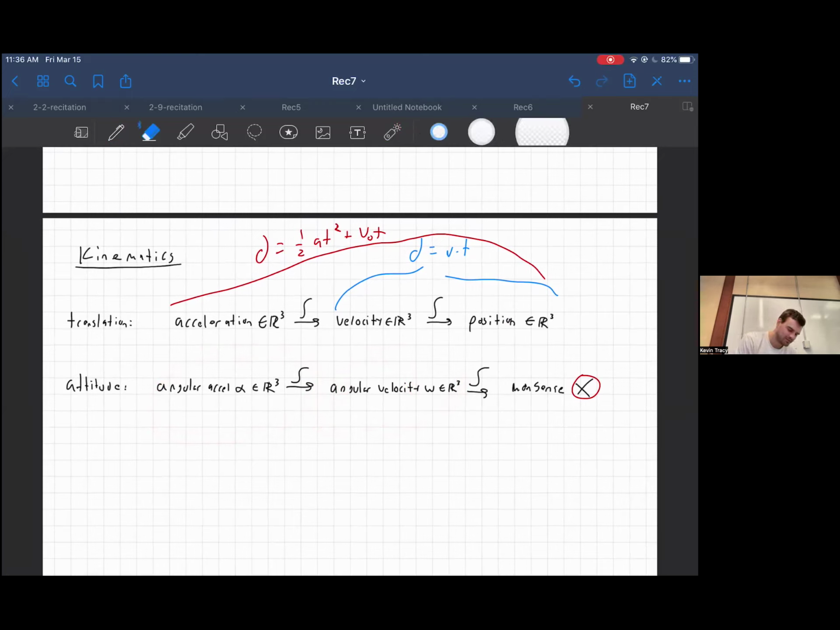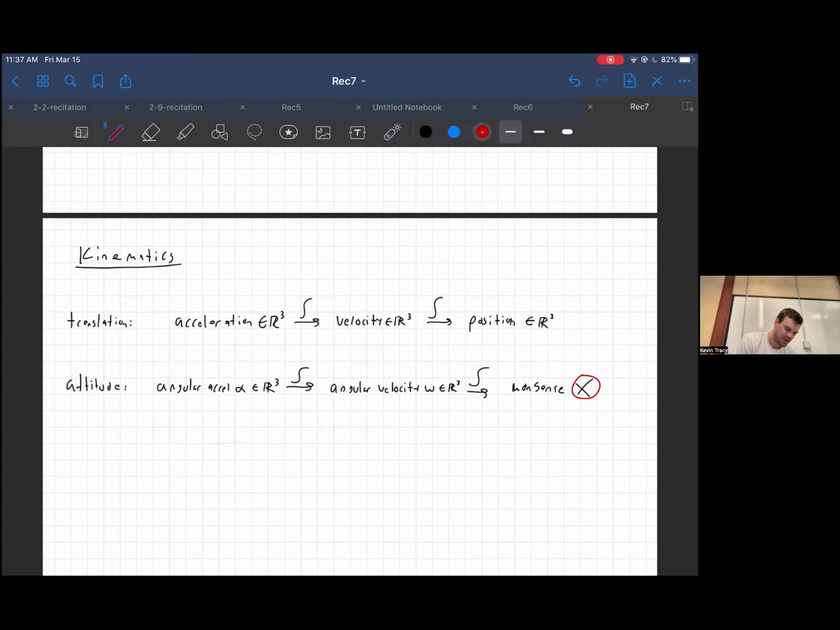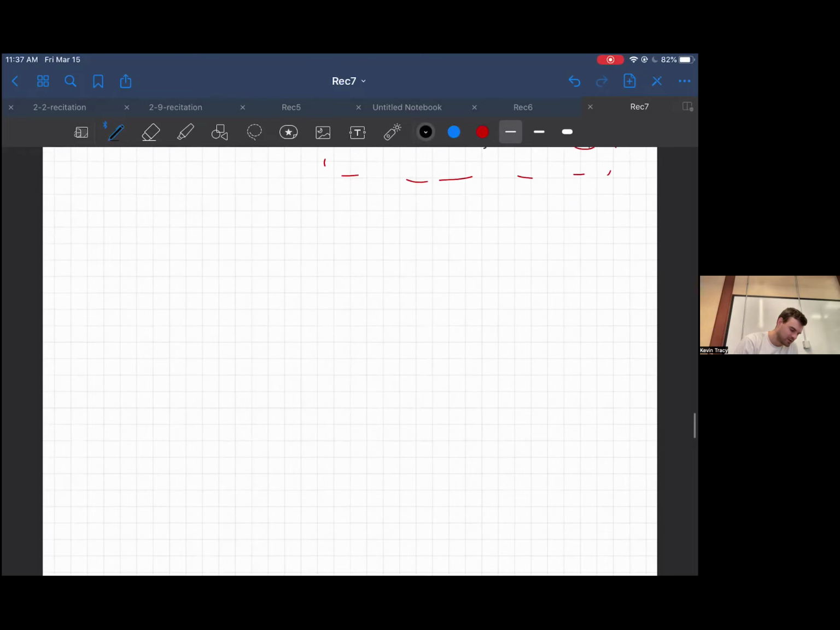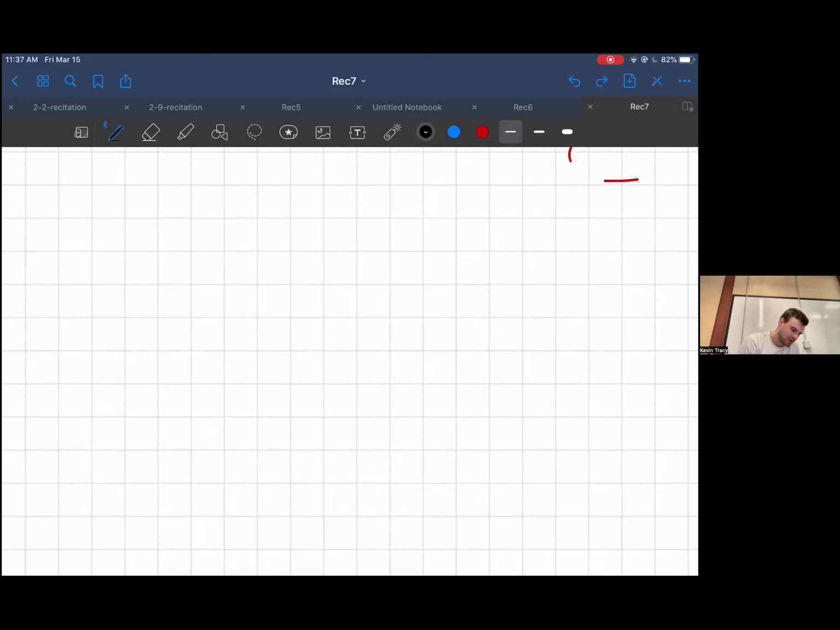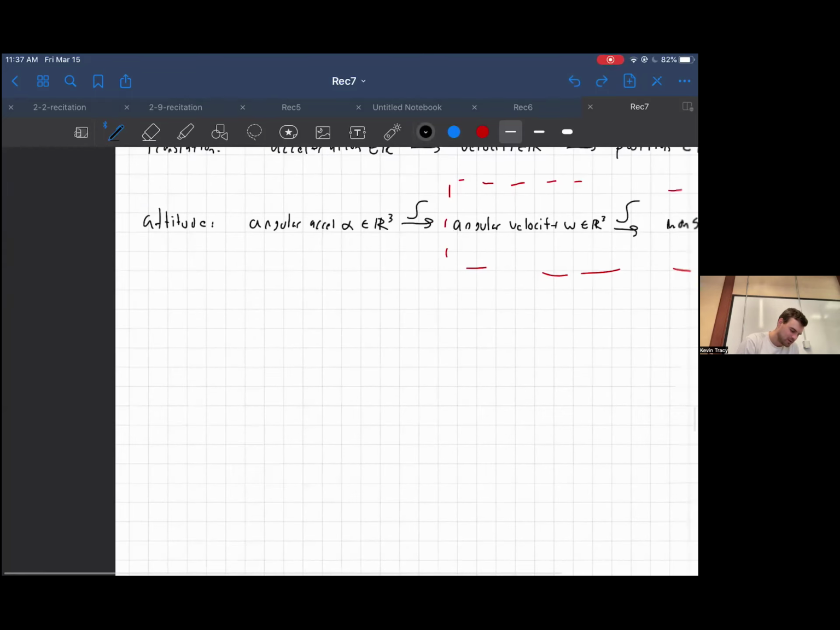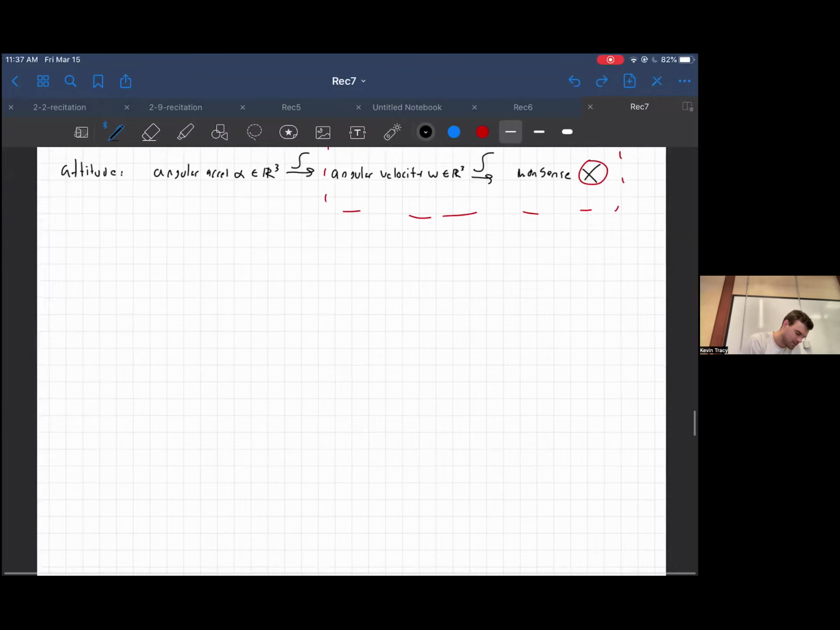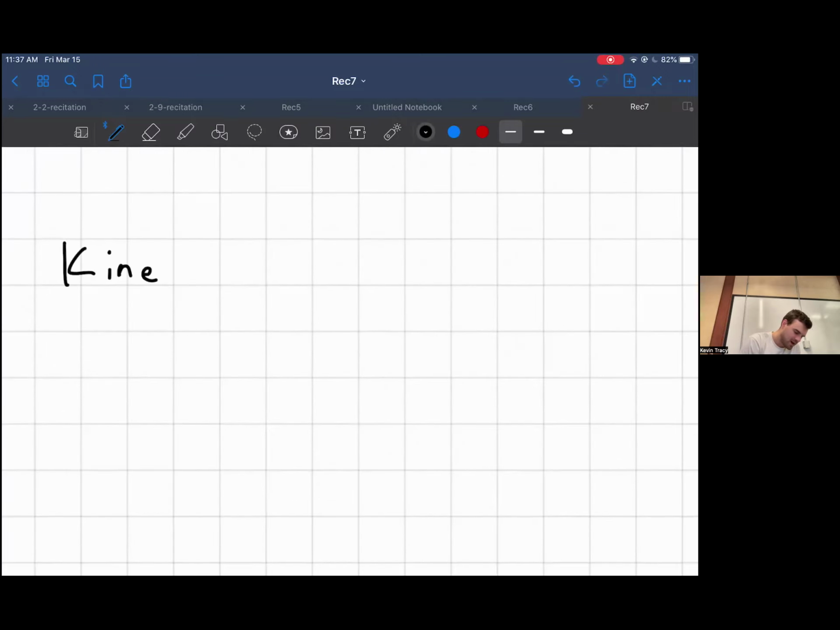So this is why attitude is such an interesting and complex topic: the fact that we can't just integrate up our angular velocity into some description of position, the angular equivalent, is why everything is so hard. So how do we do this? Well, we have two ways of doing it. So first of all, these are called dynamics, and kinematics.